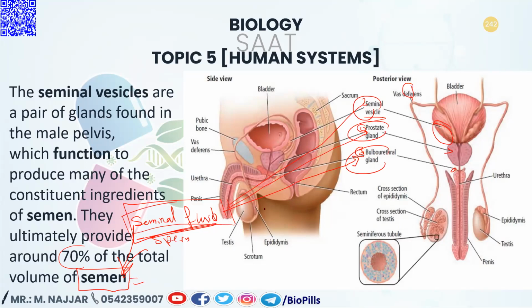All of those are the glands that secrete the seminal fluid. When ejaculation occurs, the sperm is added to them, making the semen that is discharged in the female vagina.